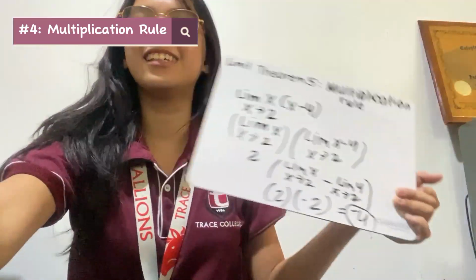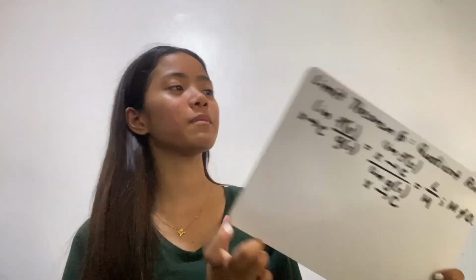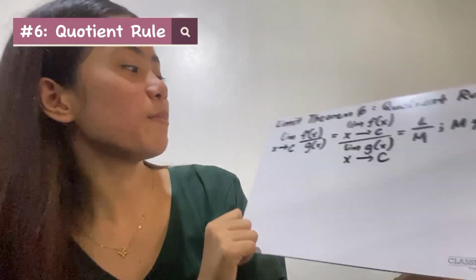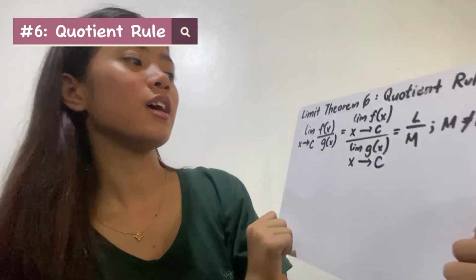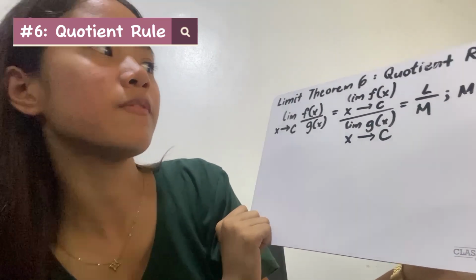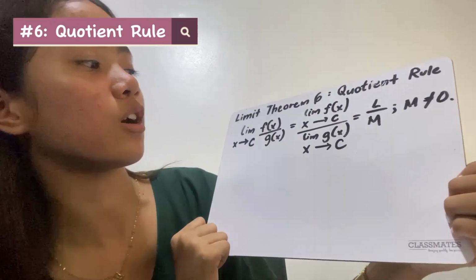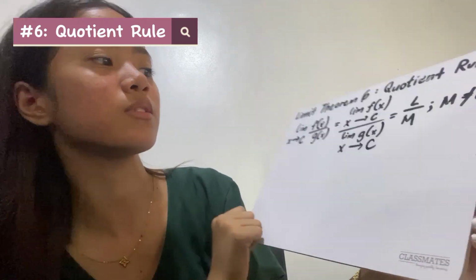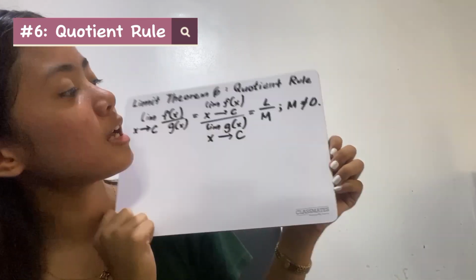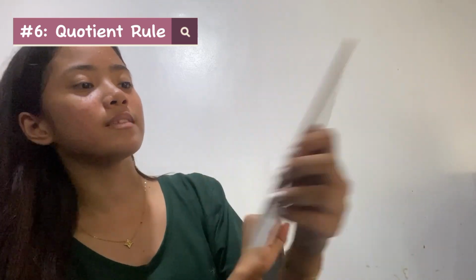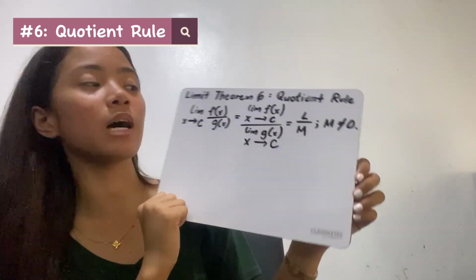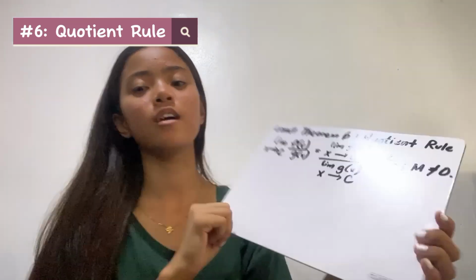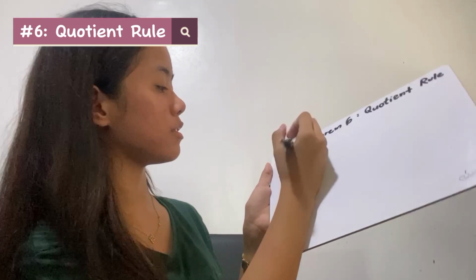So, ayun siya guys. So guys, in this clip, I'm gonna explain on how to solve the limit theorem 6, the quotient rule. It's denoted by the limit of f of x over g of x as x approaches to c. It is equals to the limit of f of x as x approaches to c over the limit of g of x as x approaches to c. Is equals to L over M. As M is not equal to 0 because we all know that if M is 0 or the denominator is 0, it is undefined. So let's have an example.